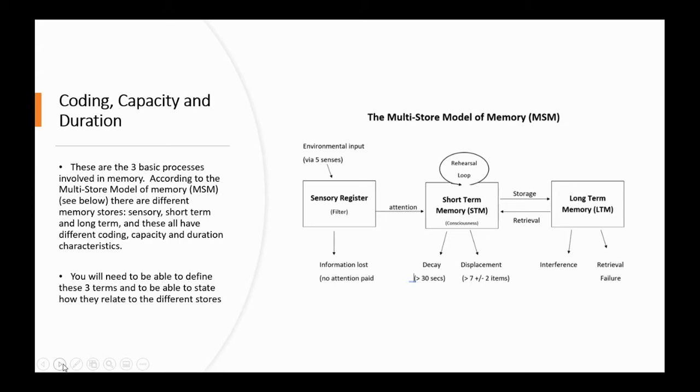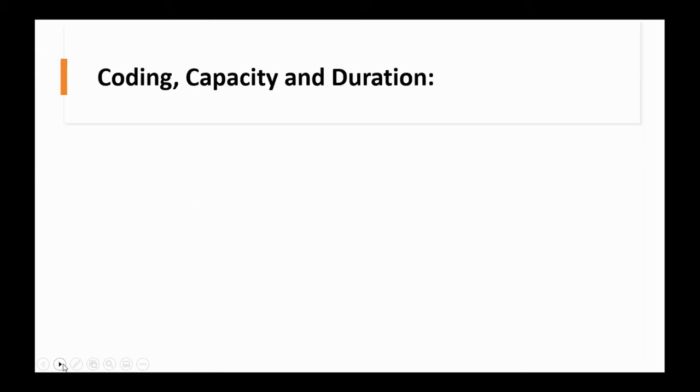Now, again, there are no studies that are named on the spec. Any study you can use, you don't need to remember the name of it. Duration, capacity, and coding or encoding can be asked about separately. You could be asked about research into any of these 3 areas. For example, if you're looking at research into duration, there'll be research into duration of short-term memory, and there'll also be research into the duration of long-term memory.